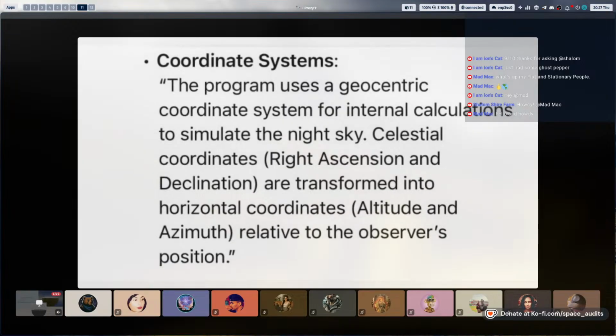Now, if we go into the source code for Stellarium and see what it's actually doing in real time, it says right away it's using a geocentric coordinate system for internal calculation to simulate the night sky. Celestial coordinates are transformed into horizontal coordinates, altitude and azimuth, relative to the observer's position. So this is why we spent a little bit of time going over coordinate systems, right ascension, declination, and alt-az, because, as I said, at its heart, it's just doing this coordinate system transform. It's taking your normal observations of alt-az in your hemispherical grid and converting them to right ascension and declination via the equatorial comparison point, where they have a unifier.